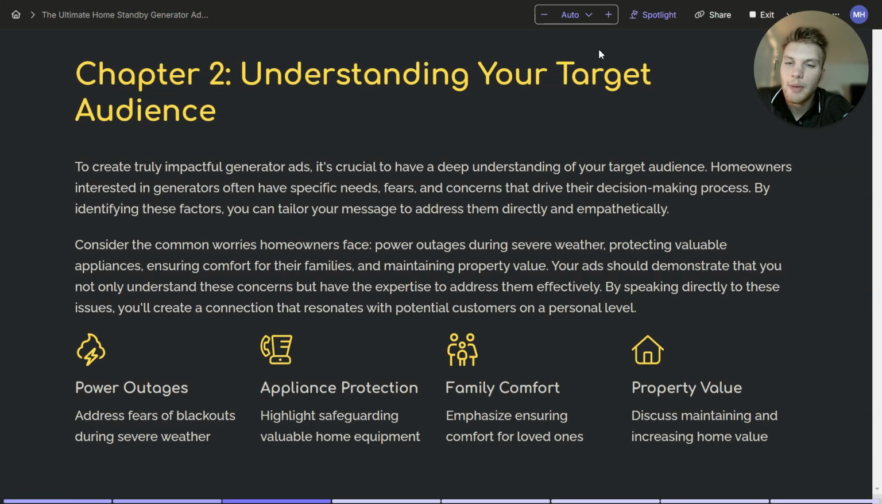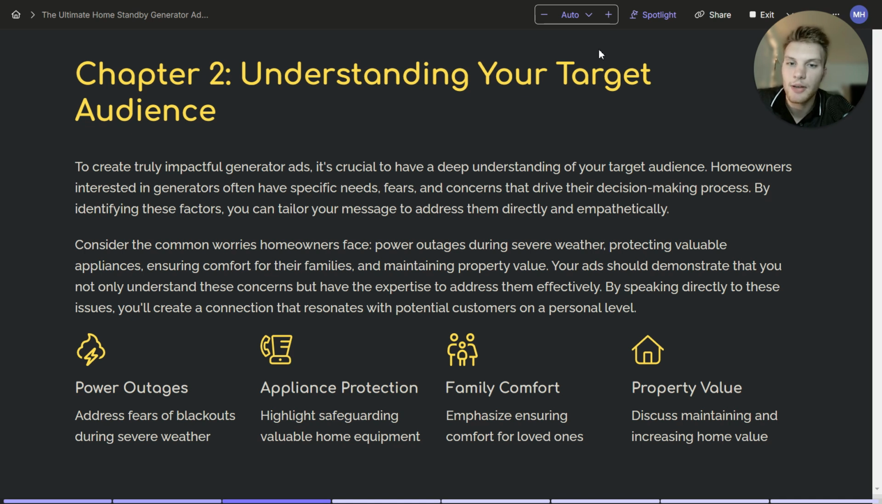To create truly impactful generator ads, it's crucial to have a deep understanding of your target audience. Homeowners interested in generators often have specific needs, fears, and concerns that drive their decision-making process. By identifying these factors, you can tailor your message to address them directly and empathetically.